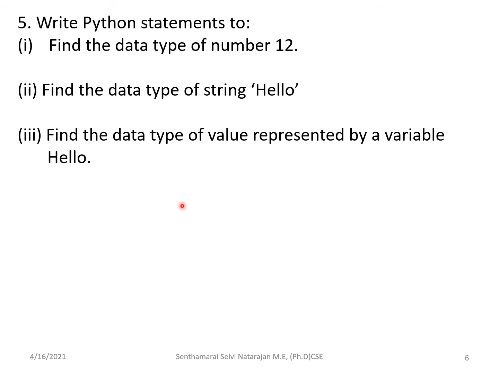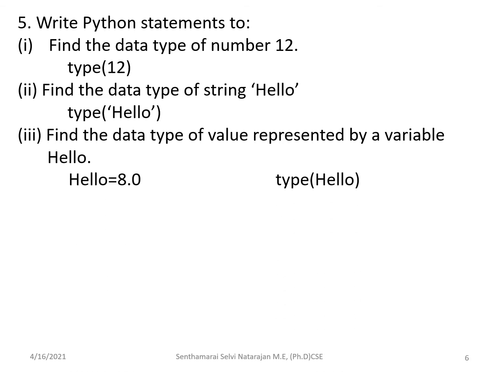Next, find the data type of the string hello. Here the statement is type of hello. Since it is a string, it should be specified with single quotes or double quotes. Next, they have asked what is the data type of a value represented by a variable hello. Here you have to assign some value to the variable, and only then get the type of hello, because you have represented it as a variable hello.